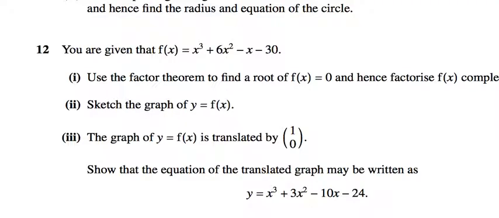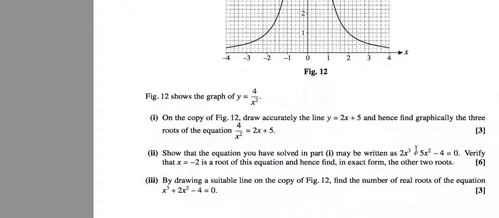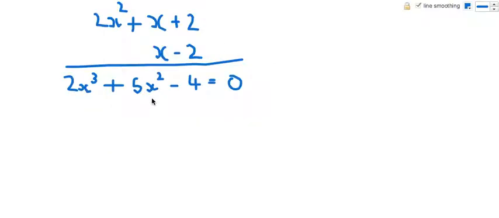Did I copy it across wrong or something like that? 2x cubed plus 5x squared minus 4. Oh, I know I did, didn't I? You did this yesterday. x equals minus 2 is the solution, so the factor is x plus 2. So that makes that minus 2 there. So that's why.